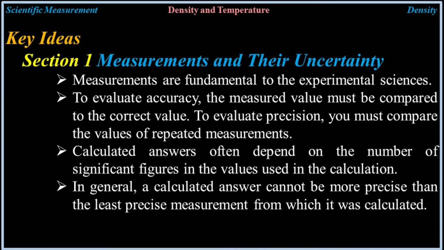Key ideas, section 1, measurements and their uncertainty. Measurements are fundamental to the experimental sciences. To evaluate accuracy, the measured value must be compared to the correct value. To evaluate precision, you must compare the values of repeated measurements. Calculated answers often depend on the number of significant figures in the values used in the calculation. In general, a calculated answer cannot be more precise than the least precise measurement from which it is calculated.